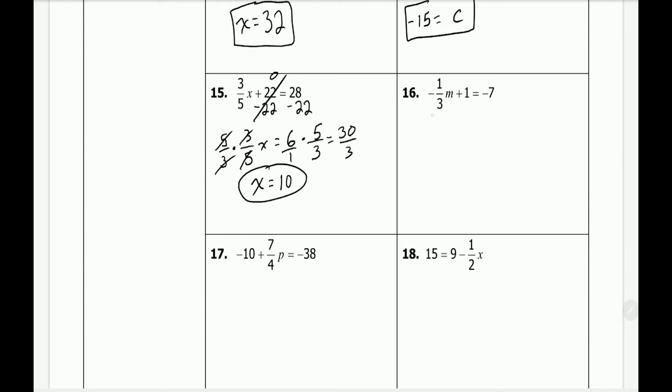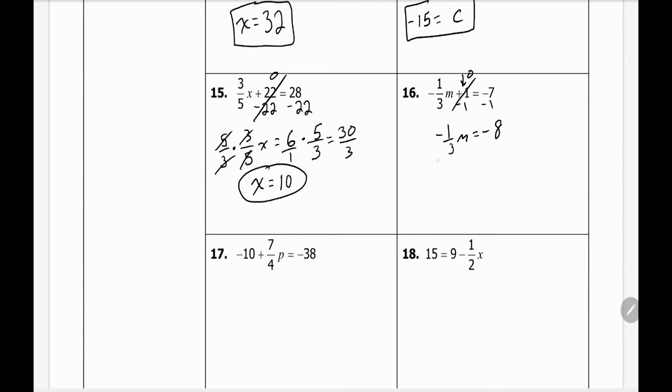Number 16. We have negative 1/3 m plus 1 is equal to negative 7. We have to get rid of this plus 1 first, so we're going to subtract 1. Alright, this goes to 0. We have negative 1/3 m is equal to negative 7 minus 1, which gives us negative 8.